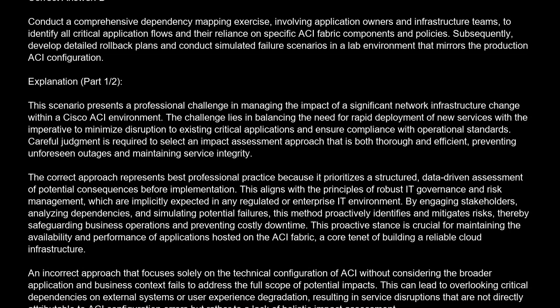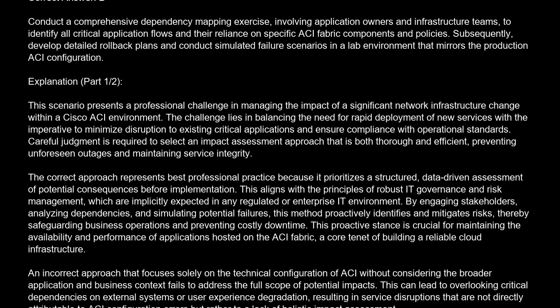The correct answer is D. Conduct a comprehensive dependency mapping exercise involving application owners and infrastructure teams to identify all critical application flows and their reliance on specific ACI fabric components and policies. Subsequently, develop detailed rollback plans and conduct simulated failure scenarios in a lab environment that mirrors the production ACI configuration.